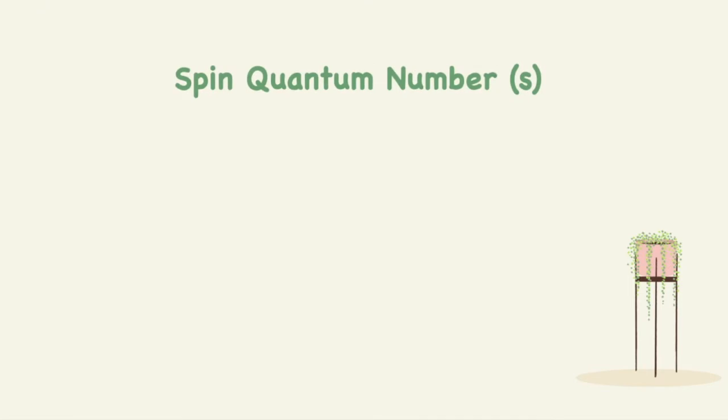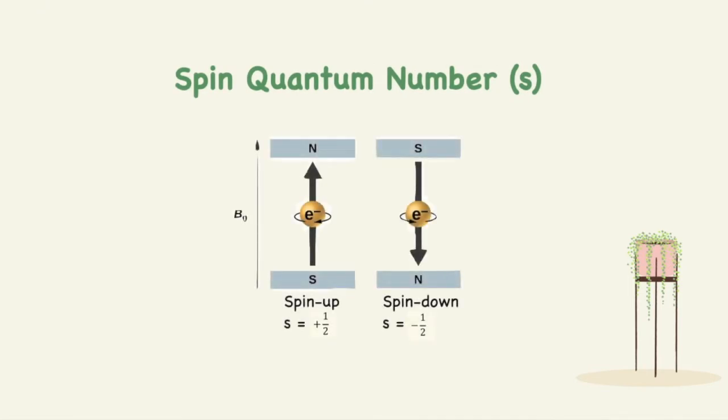The last is the spin quantum number. The spin quantum number represents the spin of the electron. An electron is negative, so each electron will repel each other. So if one electron spins up, the other will spin down. The spin up electron will have s equal a half, and the spin down electron will have s equal minus a half.